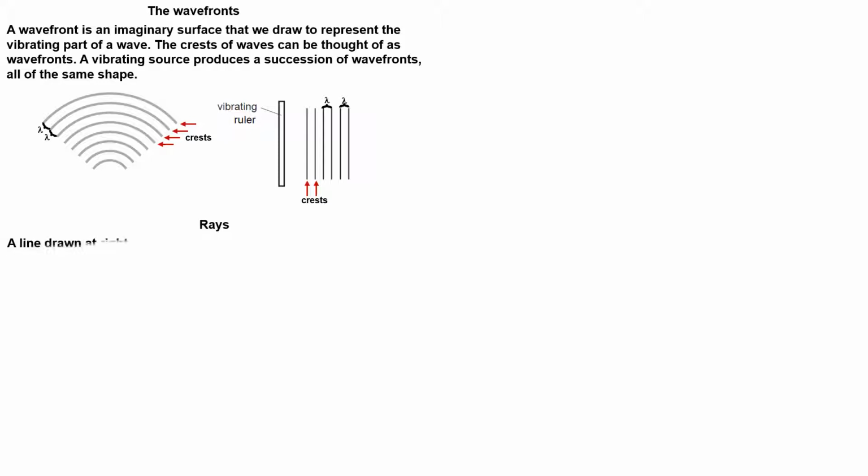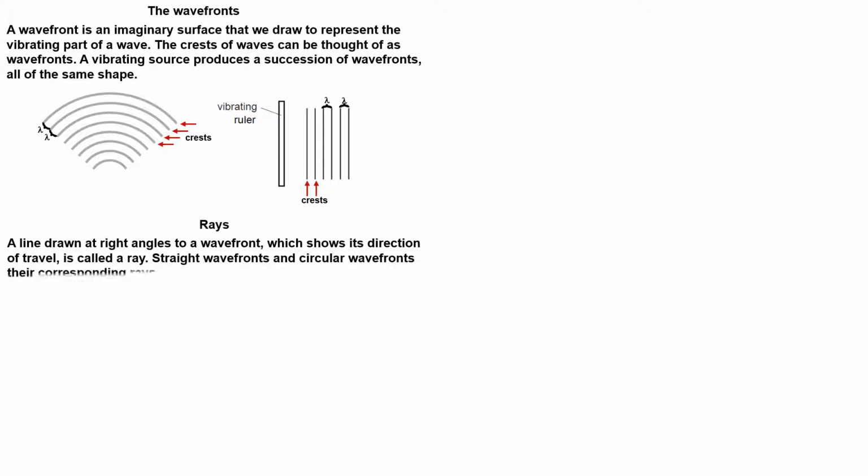A line drawn at right angles to a wavefront which shows its direction of travel is called a ray. Straight wavefronts and circular wavefronts, and their corresponding rays, are shown in the figure below. Pay attention.